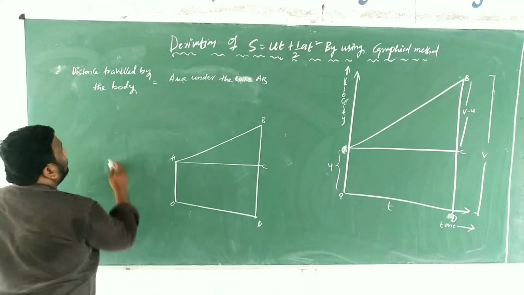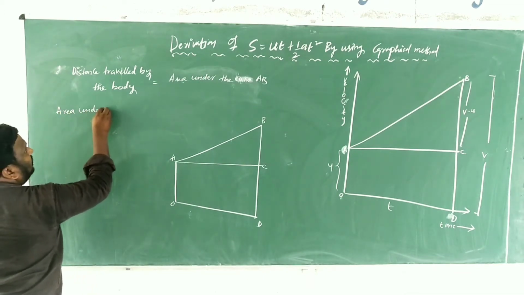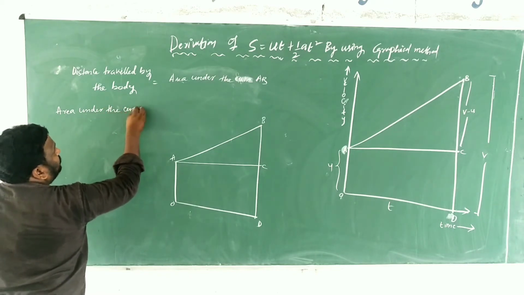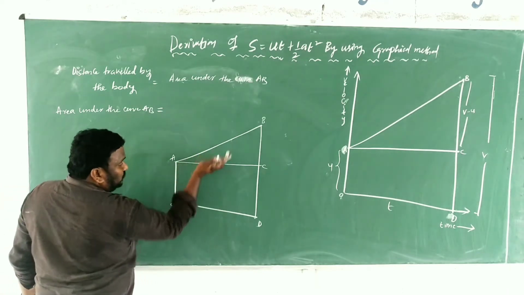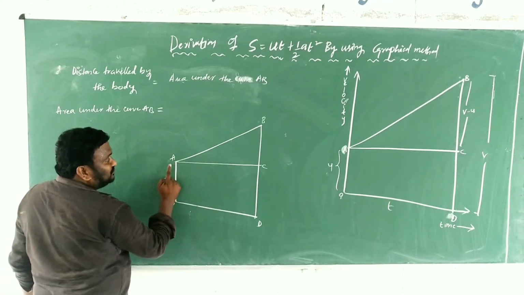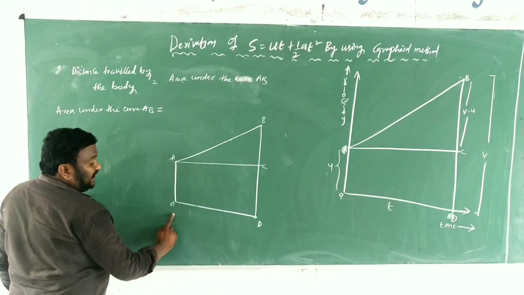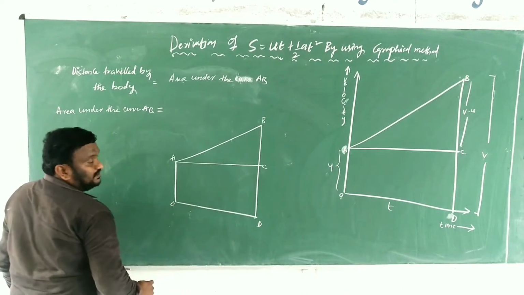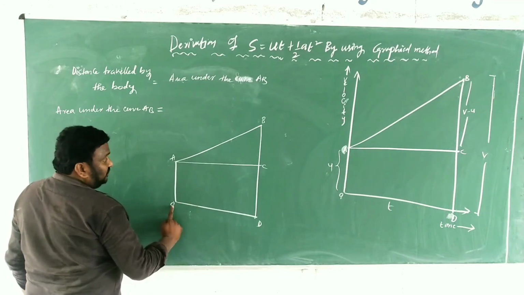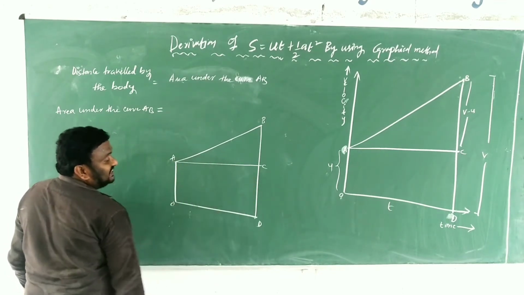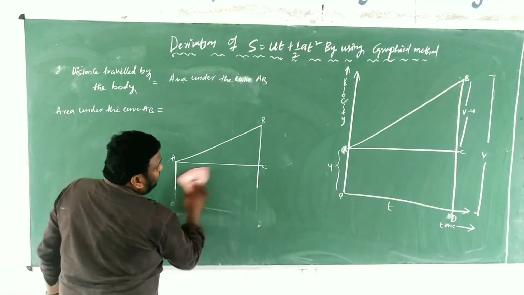So here we will write area under the curve AB should be written as, area of triangle ABC and area of OACD. Clear? ABC is the triangle and OACD is the rectangle. So simply we will write like this.